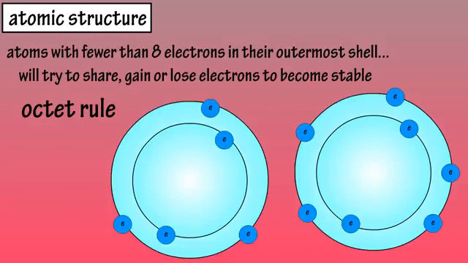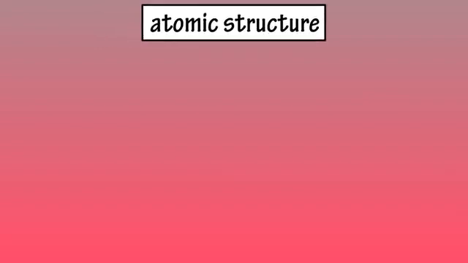But there are some exceptions, such as we saw with hydrogen and helium, which have only one energy level or shell. And those are the basics on atomic structure.